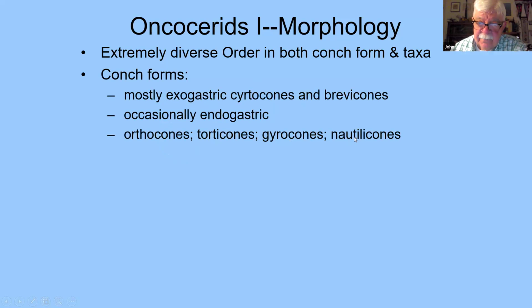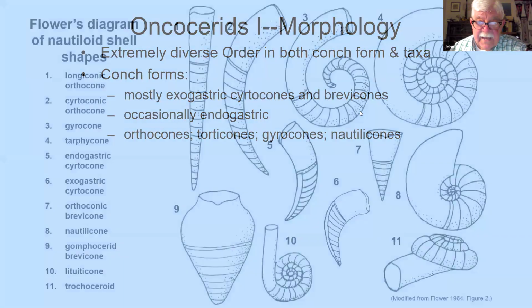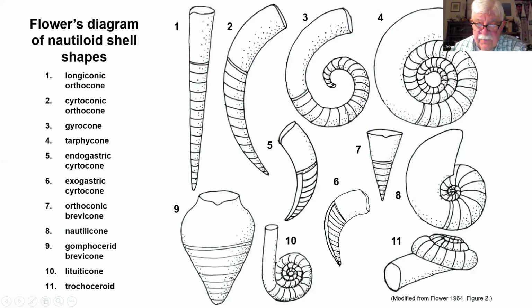And believe it or not, the oncocerids were the ancestor to the Nautilida, which produced Nautilus and Allonautilus. So these guys right here are the ancestors, pretty much direct, of Nautilus and Allonautilus. That's kind of cool. Now, here is Flower's nautiloid shell shapes. What's the most common for the oncocerids? Right here.